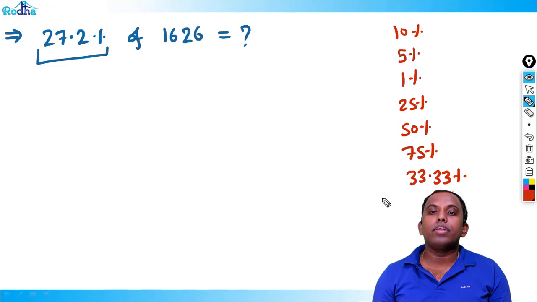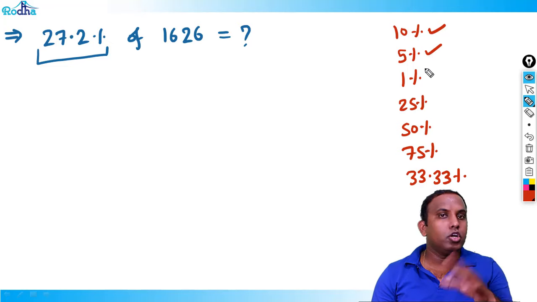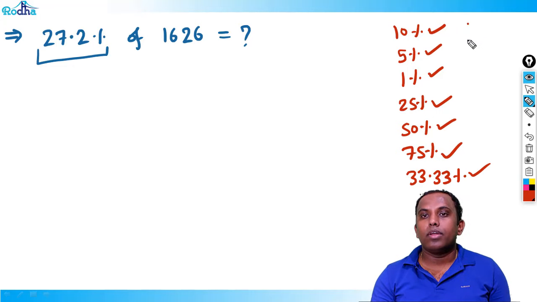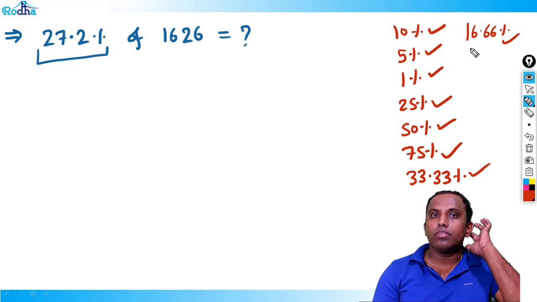All these numbers are very, very easy, right? Because what is 10%? You just move one decimal. What is 5%? 10%, then it's half. What is 1%? Two decimals back. What is 25%? 1/4. What is 50%? Half. What is 75%? 3/4. What is 33.33%? 1/3. What is 16.66%? 1/6. Okay, so all this we know.